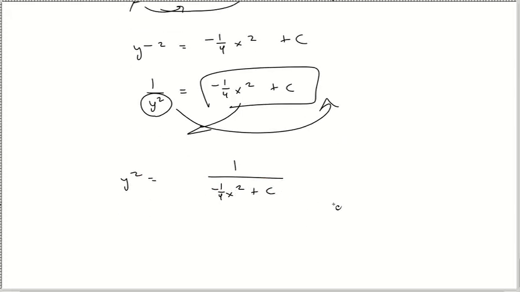The c is not on the outside anymore. It's actually inside like this. It's important. Well, how do you solve for y? How do you do it? Square root both sides, right? Yeah, of course. So when you square root both sides, you got a plus and a minus.